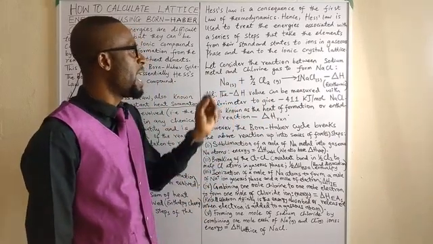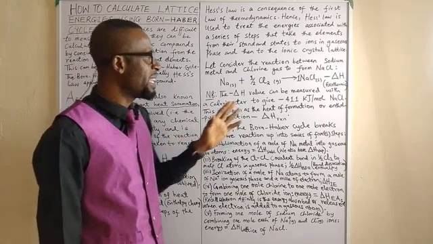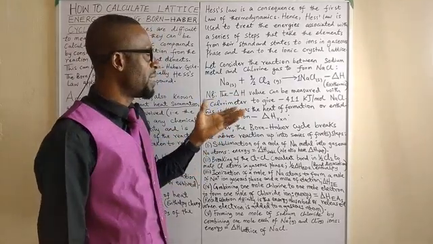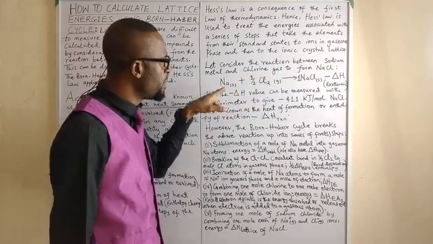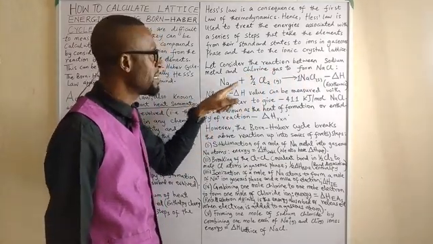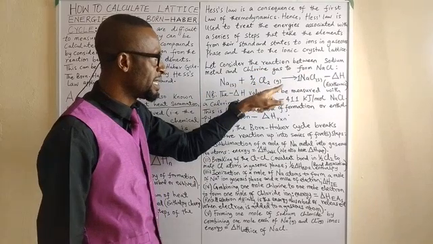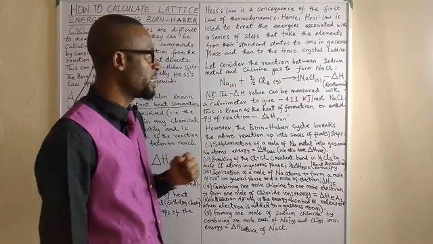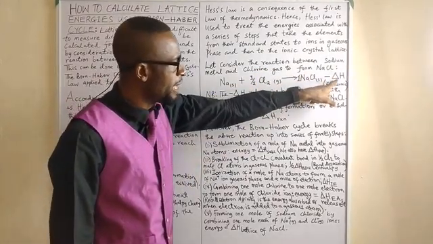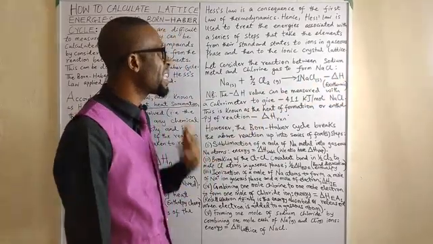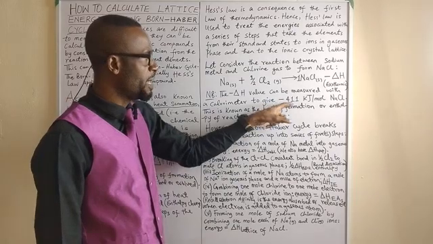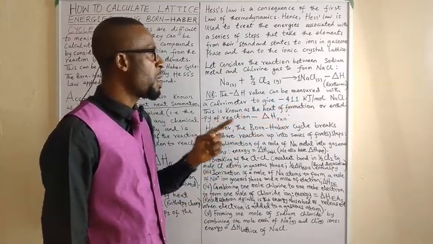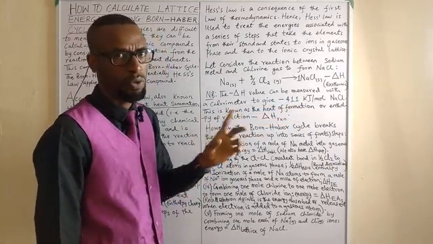A calorimeter. And when the standard heat of formation, the enthalpy change of this reaction involving sodium in its standard state and chlorine gas in its standard state to give us 1 mole of sodium chloride, can be measured directly using a calorimeter, the value is given as negative 411 kilojoule per mole sodium chloride.